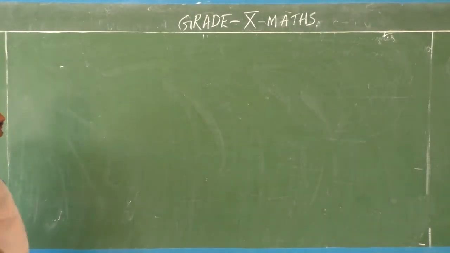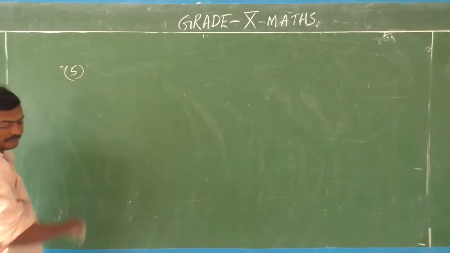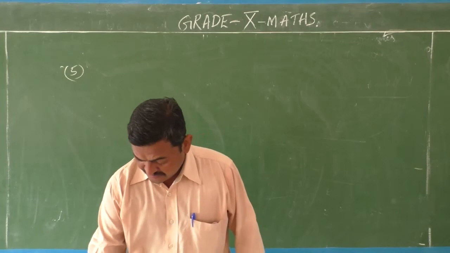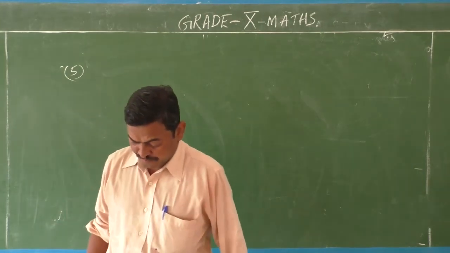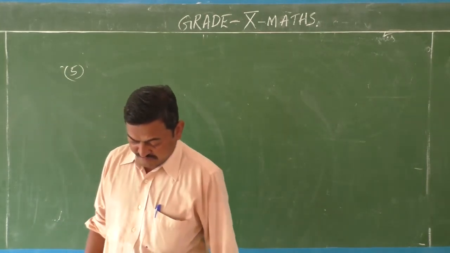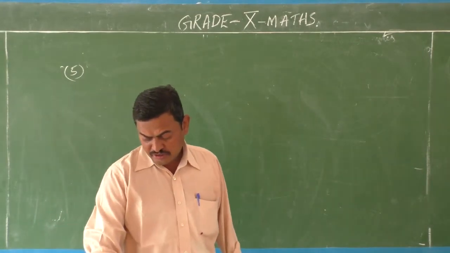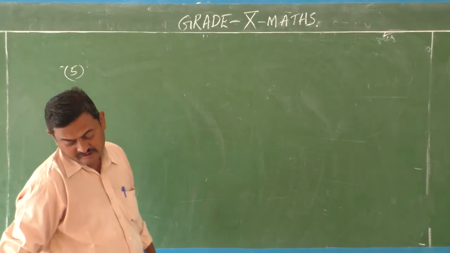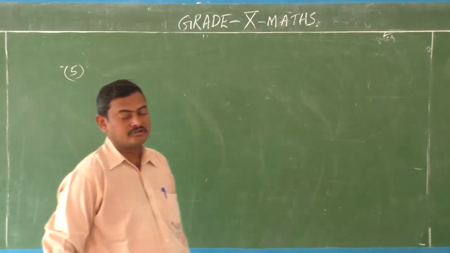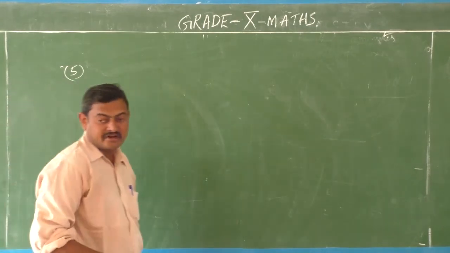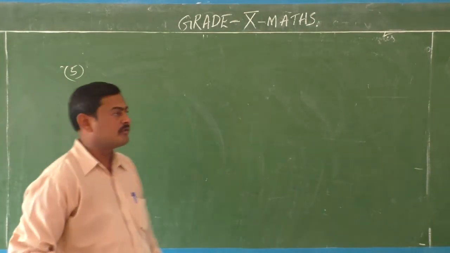Next, fifth question. What is given? Choose the correct answer in the following and justify your choice. If the perimeter and area of the circle are numerically equal, then find the radius of the circle. So what is given in the circle? The circumference, or perimeter, and the area are both numerically equal.